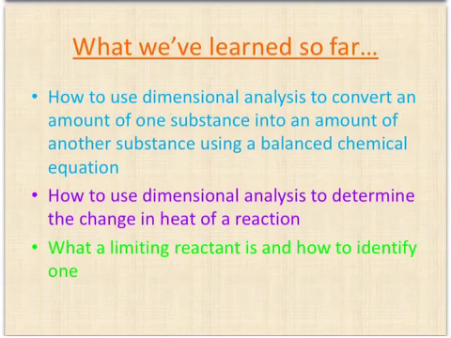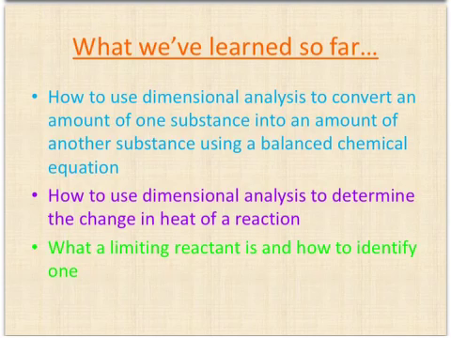Well, we learned how to use stoichiometry, which is basically just dimensional analysis, to convert from an amount of a starting substance into an amount of another substance using a balanced chemical equation. We also learned how to do that same kind of thing, dimensional analysis, using the balanced chemical equation to determine the change in heat, whether heat was absorbed or released, or maybe we know how much heat was absorbed or released, and then we wanted to convert from kilojoules to an amount of a starting substance, or maybe even an amount of a product.